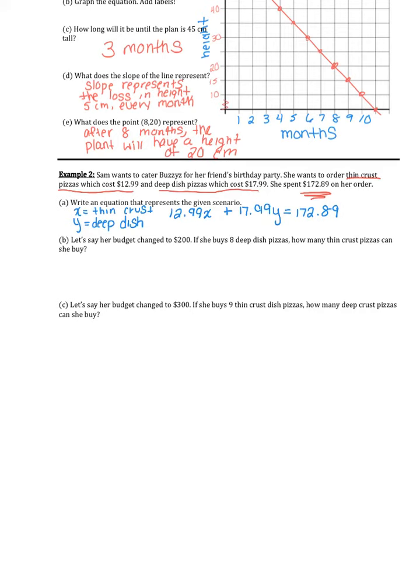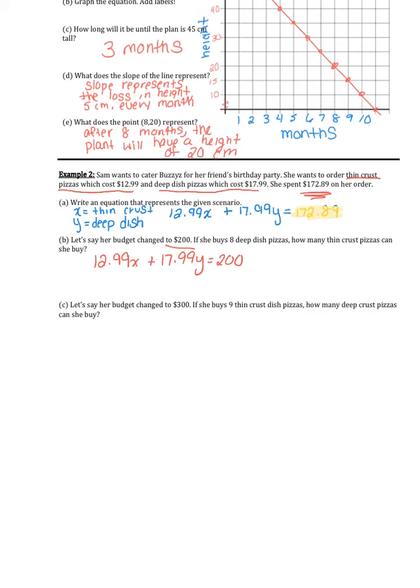So let's say part B, it says, let's say her budget changed. Okay, so that's going to change my total right here. Oh, I wanted to highlight that in yellow. It's not really working out for me. We're going to change that. Sorry. So it changed to $200. So that's what I'm going to change about the equation. So I'm just going to write $12.99 X plus $17.99 Y. So now her budget's $200.